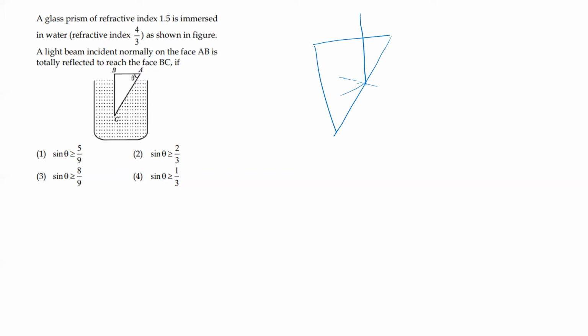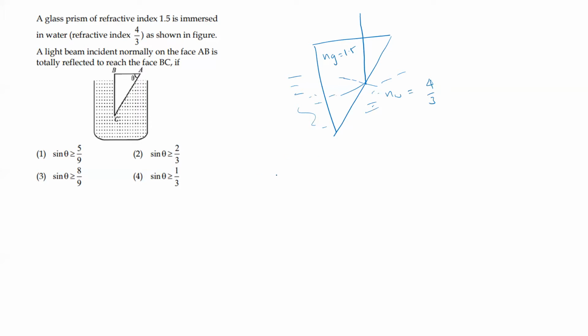The glass prism has refractive index 1.5 and it is placed in water of refractive index 4 by 3. So we do one thing: N glass is 1.5, and water is 4 by 3.